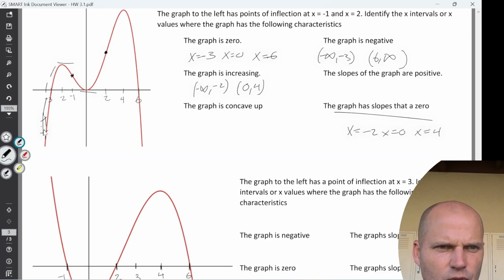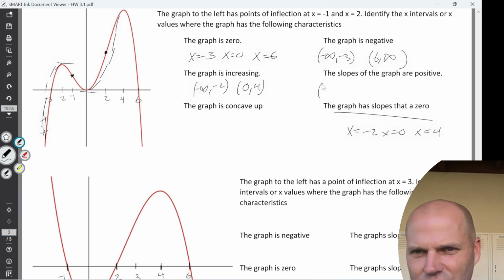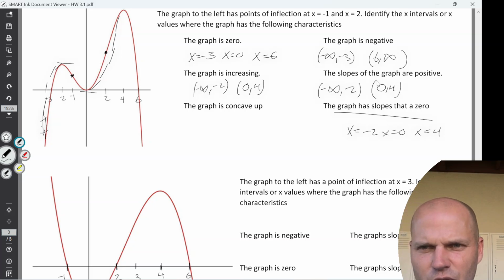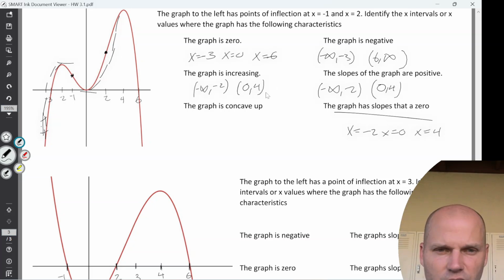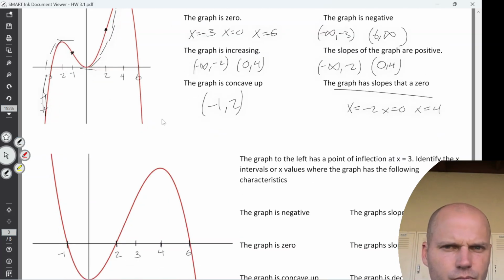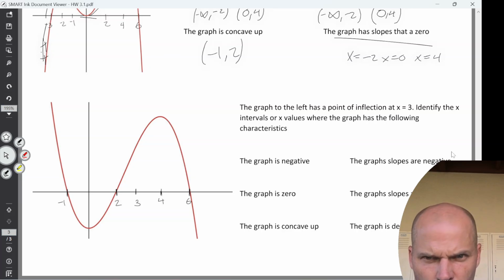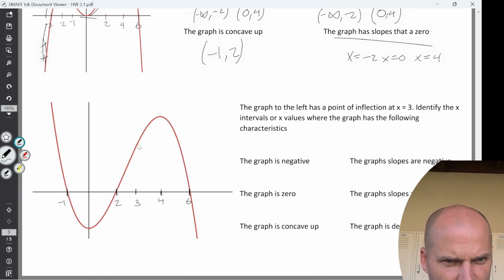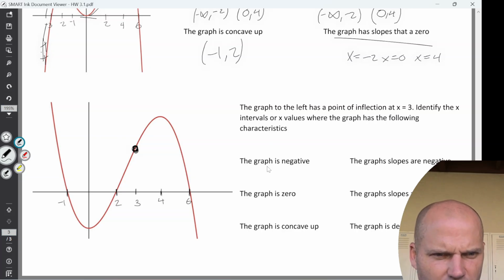The slopes of the graph are positive. Oh, it's the exact same answer. It's a very important distinction. That slopes being positive means the graph is increasing. The graph is concave up. Between our two inflection points, negative 1 and 2, we can see we're frowning up there. Point of inflection at 3. X values are intervals. The graph is negative.